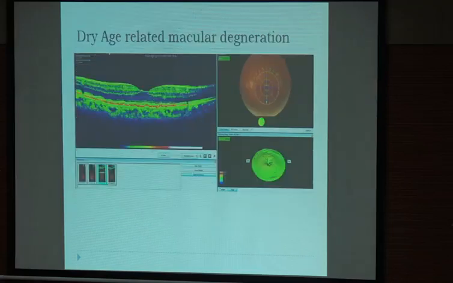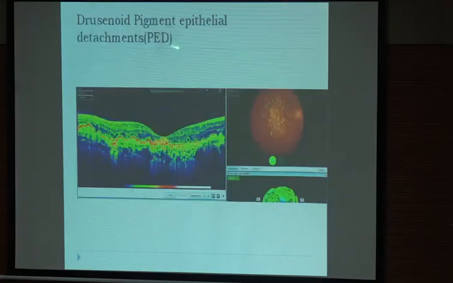Now coming on to age-related macular degeneration, first the dry age-related macular degeneration. Here we are seeing drusen. Drusen are small excrescences, small elevations which we see here. Sometimes the drusen can coalesce, and we have a drusenoid pigment epithelial detachment. In this patient, we see a number of drusen collected together to form a drusenoid pigment epithelial detachment.